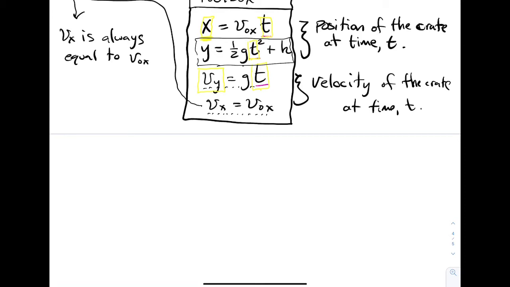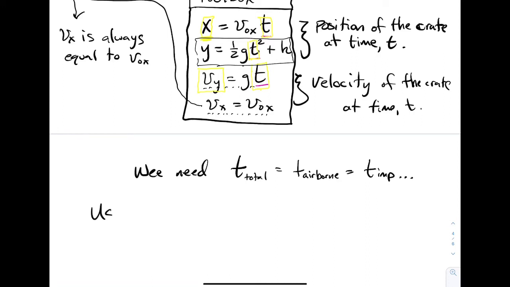So we could say we need t. We could say t total maybe, or what we called that in the problem was the airborne time, the time that it's in the air. Another way we could write that is t impact, the time it took to impact the ground. But that's what we need.